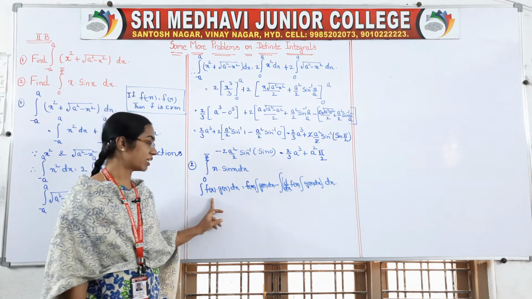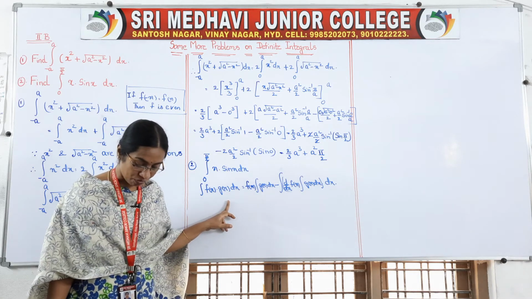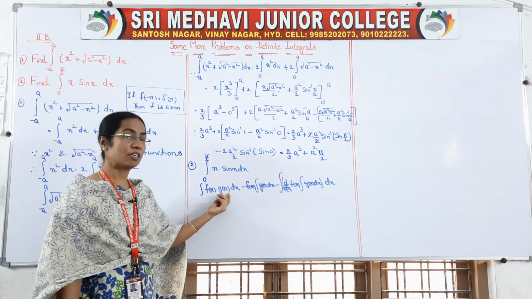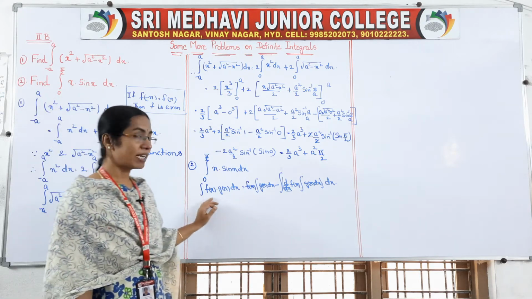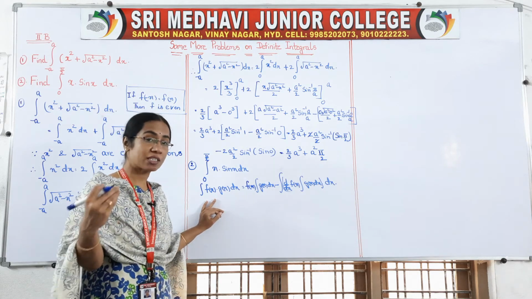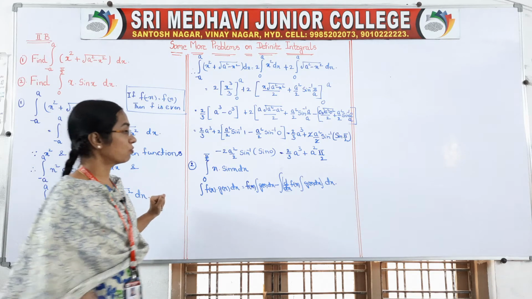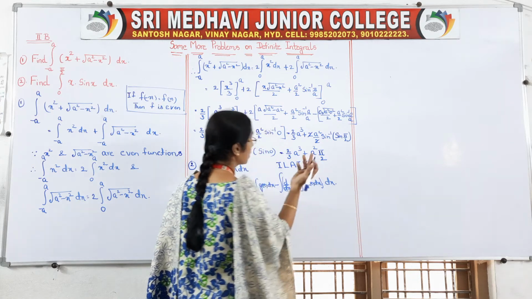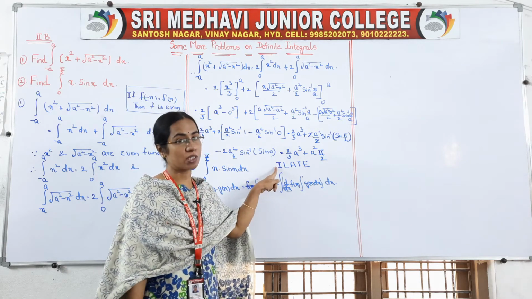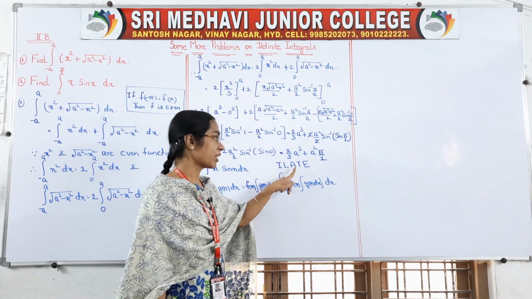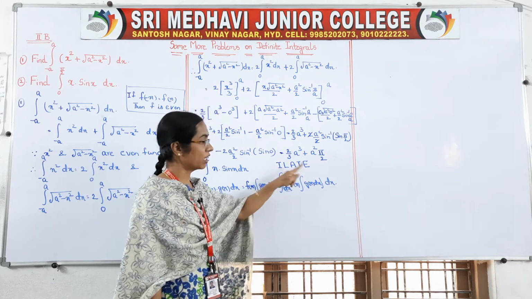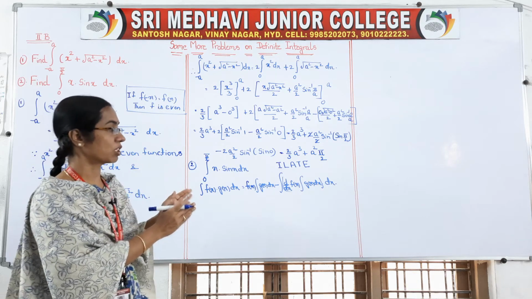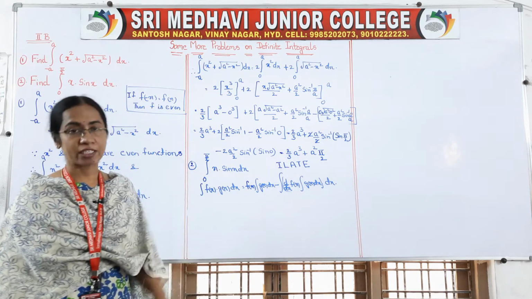Instead of f of x and g of x, you can take u and v also. Why I have taken f of x and g of x is because they are nothing but values in terms of x, one value in terms of x, another value in terms of x. But to decide which function has to be taken as f of x and which as g of x, we have to follow one rule. What is that rule? It is ILATE. What is the meaning of ILATE? I represents inverse functions, L represents logarithmic functions, A represents algebraic functions, T represents trigonometric, E represents exponential functions. That means they should come in this order: first inverse, next logarithm, next algebra, next trigonometry, next exponential.